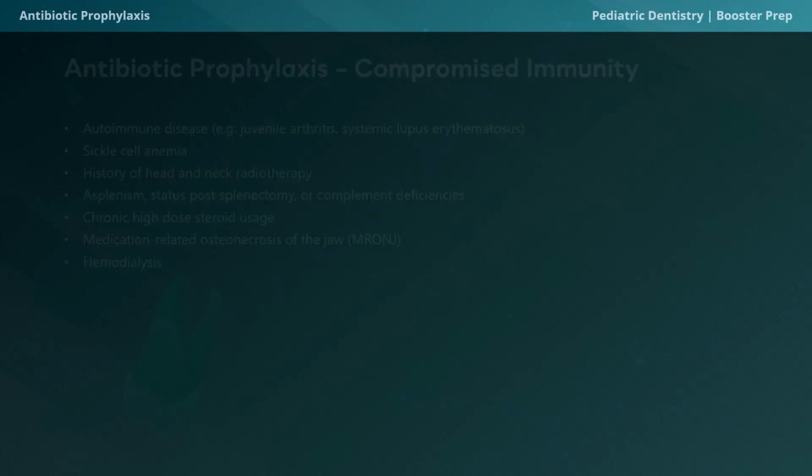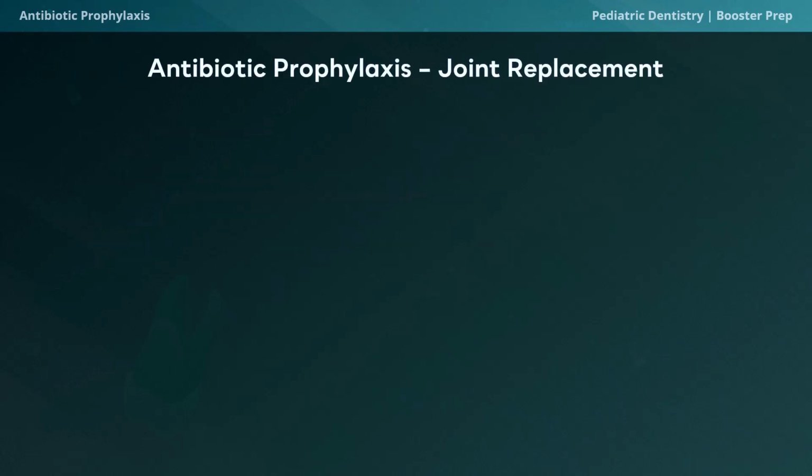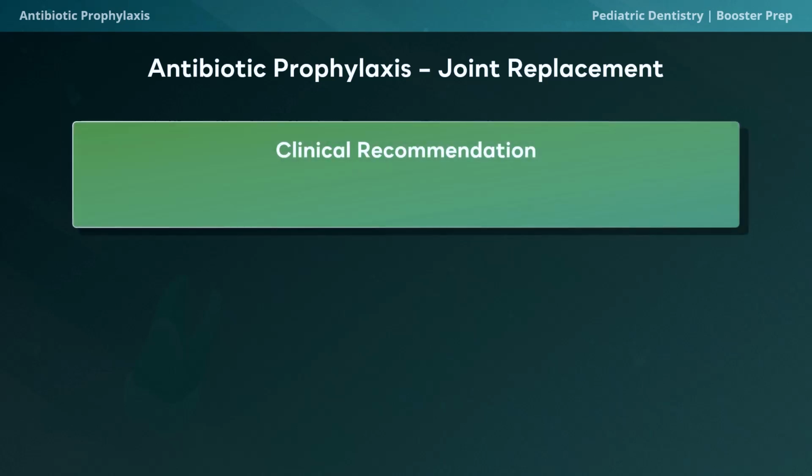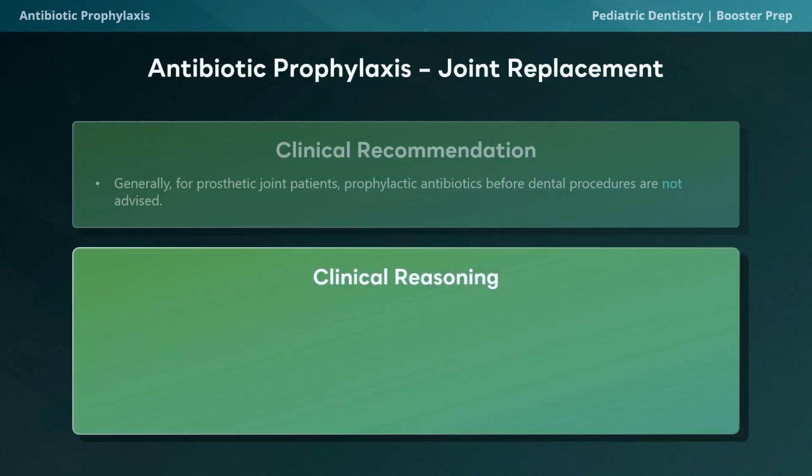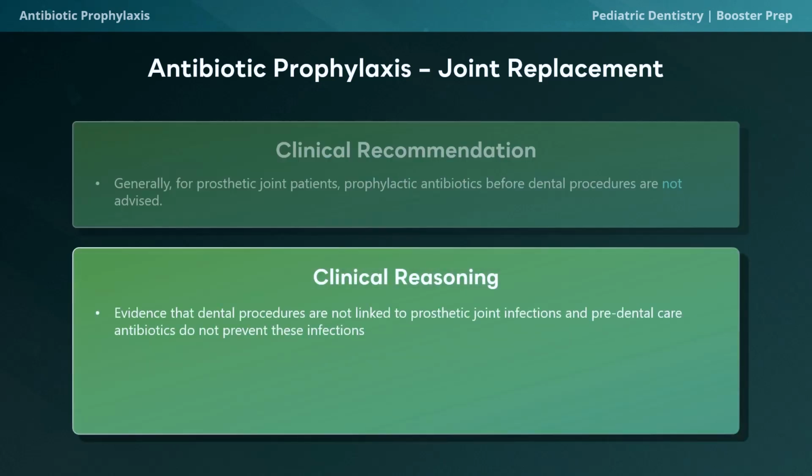Next, let's end by discussing antibiotic prophylaxis in cases with joint replacement. Currently, prophylactic antibiotics for dental procedures are not advised. There may be some debate on whether patients with prosthetic joints should receive antibiotic prophylaxis before dental procedures, but research now indicates that there is no significant link between routine dental procedures and prosthetic joint infections, suggesting that pre-dental antibiotics are not effective in preventing such infections.